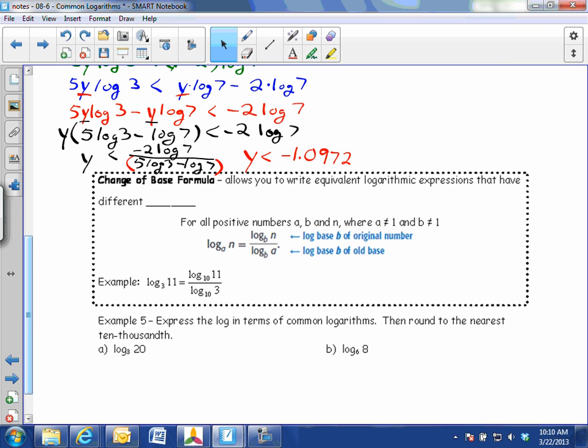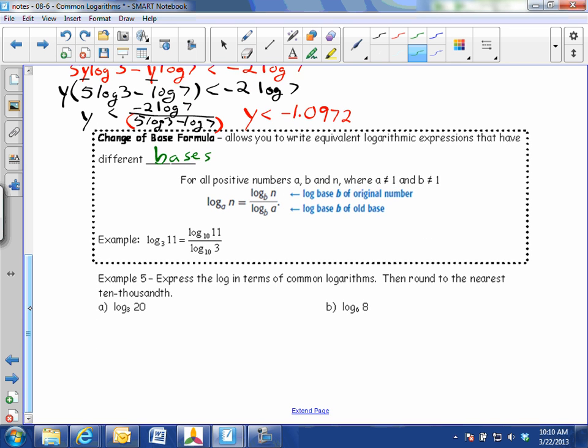Last thing, change of base. This allows us to write equivalent logarithmic expressions that have different bases. In other words, you can take something that has a base other than 10 and write it so it has a base of 10, so you can actually put it in your calculator. So here's our log base changing formula. Actually, it's probably easier to look at the numbers down here.